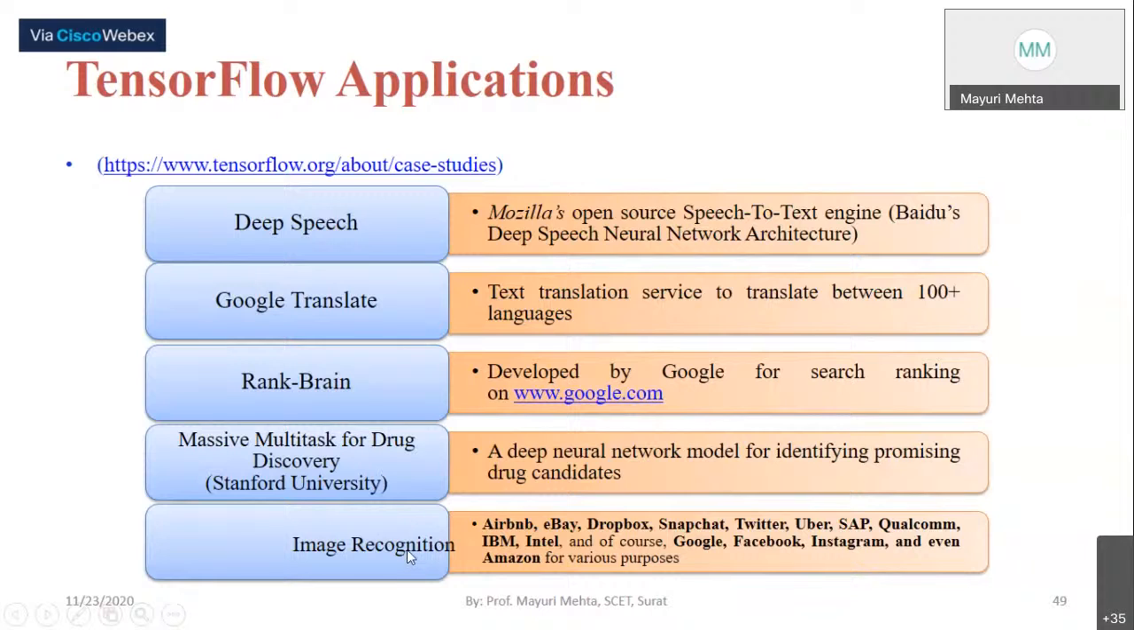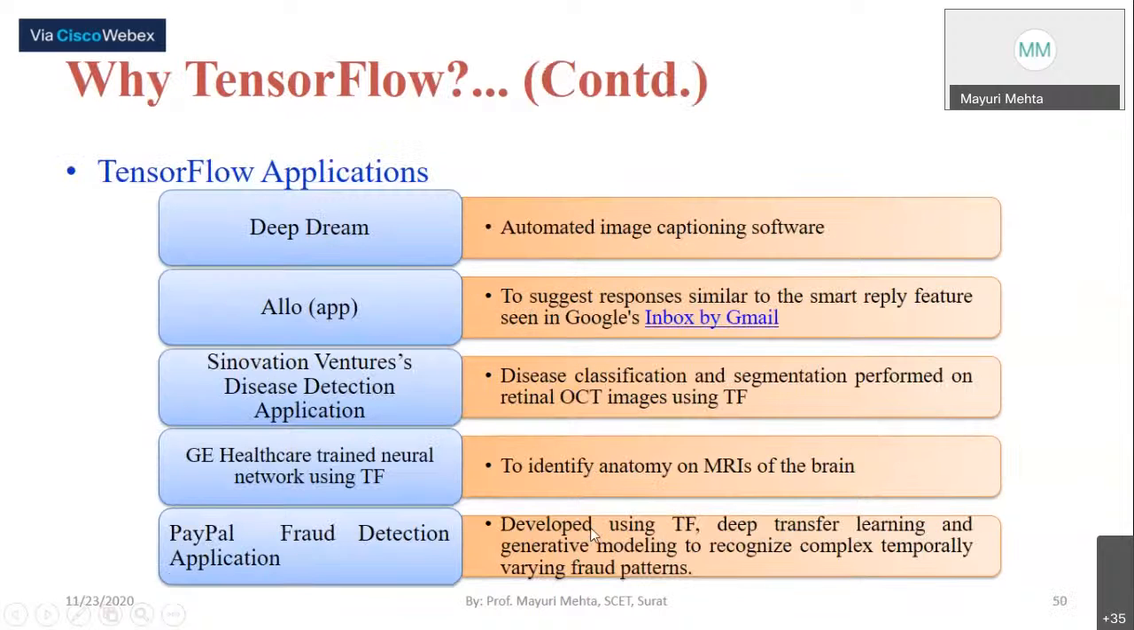This is a general application. Anywhere for image recognition, you can build a machine learning model, and the machine learning model can be developed using TensorFlow. So all these companies have developed their applications that involve image recognition using TensorFlow. This is Airbnb, eBay, Dropbox, Snapchat, Twitter, Uber, SAP, right? Google, Facebook, Instagram, even Amazon, they have developed their image recognition based applications using TensorFlow.